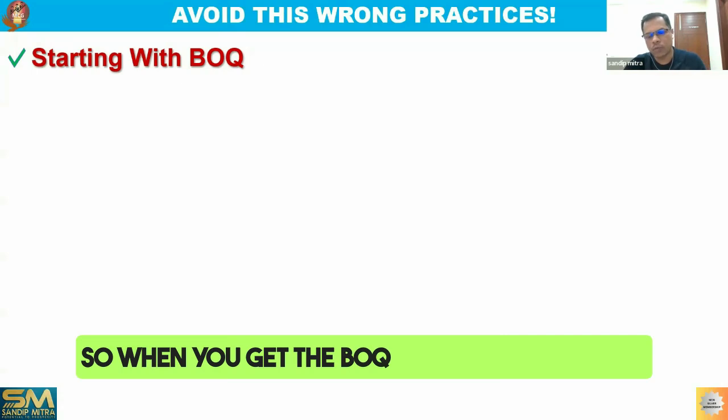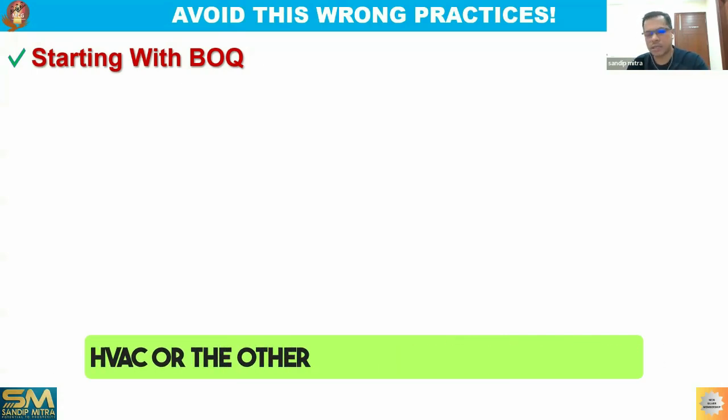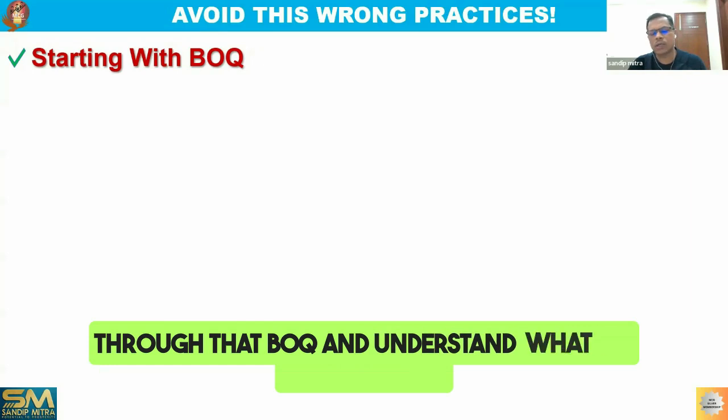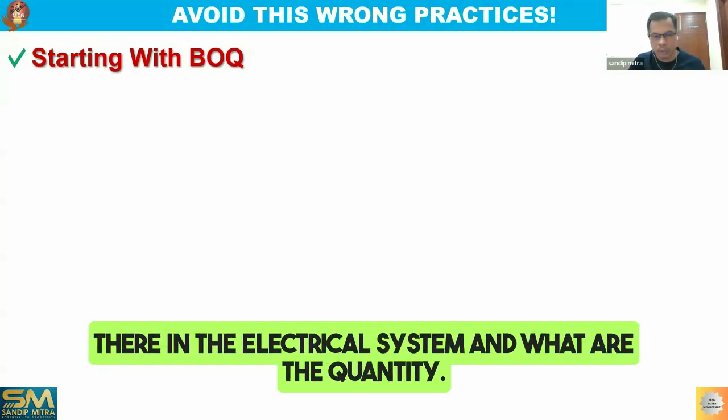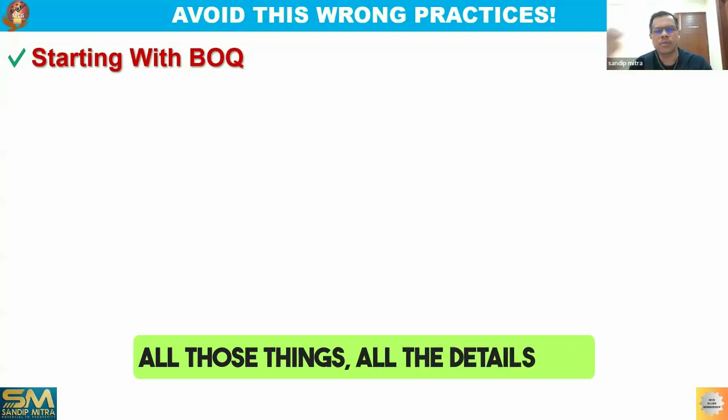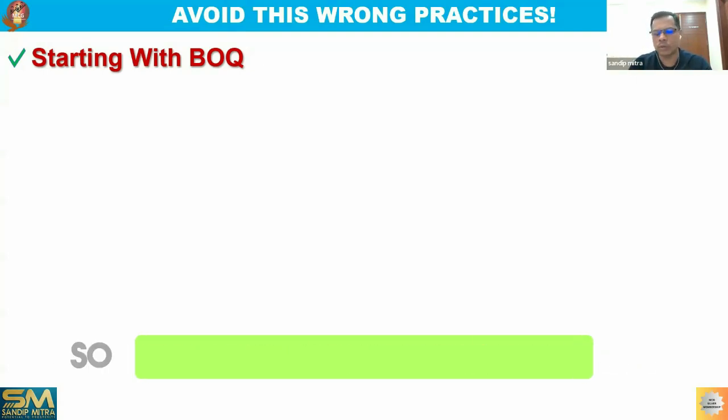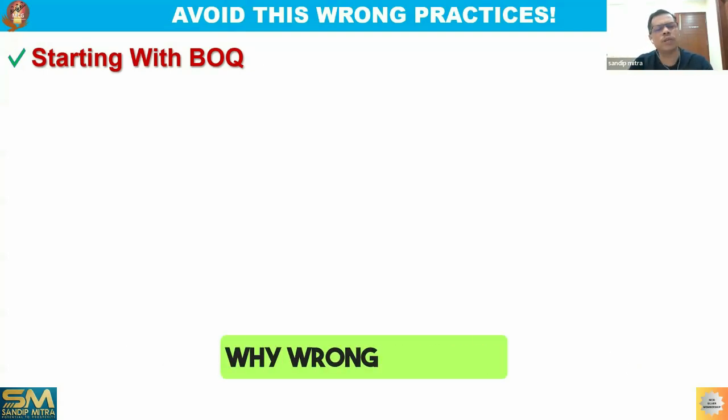So when you get the BOQ of electrical or the HVAC or the other systems, you just go through that BOQ and understand what the scope is in the electrical system and what the quantities are, all those details you will get from that particular BOQ. So that is a wrong practice. Why is it a wrong practice? I'll tell you.